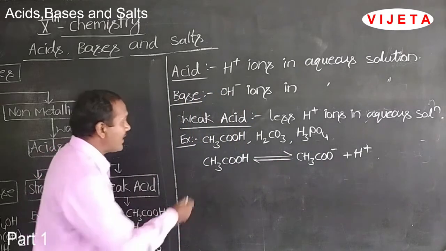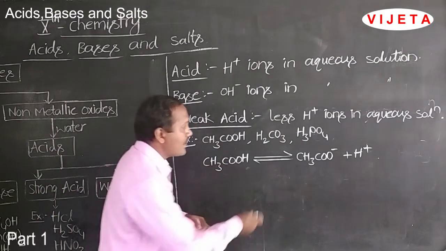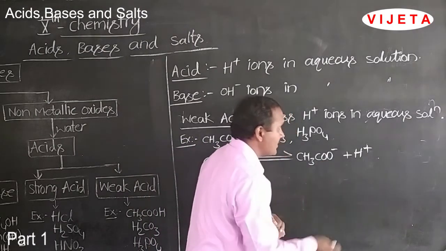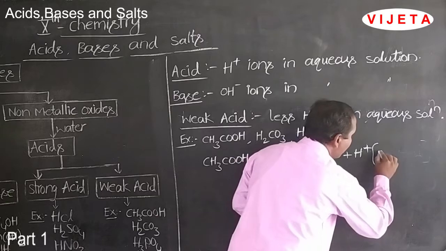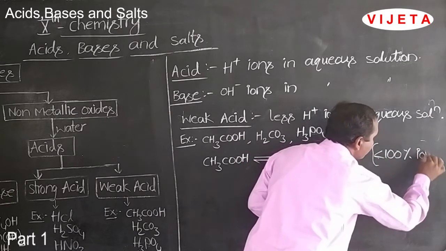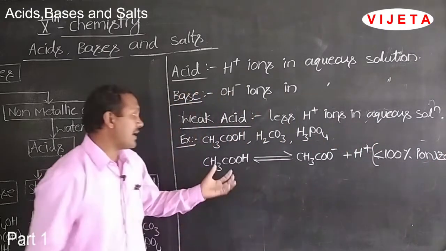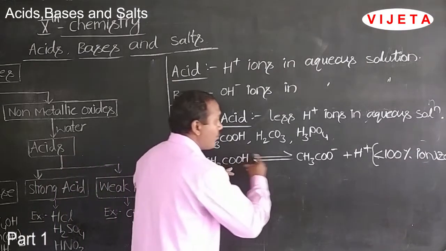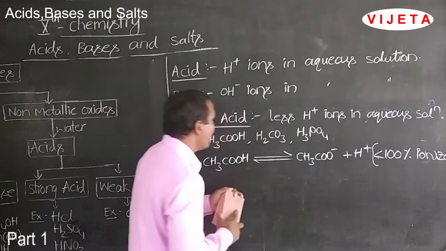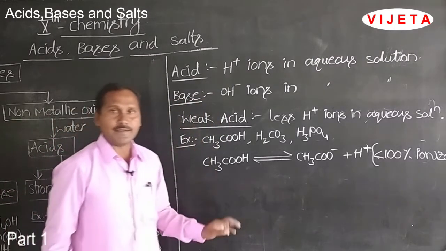I will take one example, acetic acid: CH3COOH gives CH3COO- plus H+. In this reaction, it is less than 100% ionized. Both the forward reaction and the backward reaction take place. So this is one of the best examples of a weak acid.